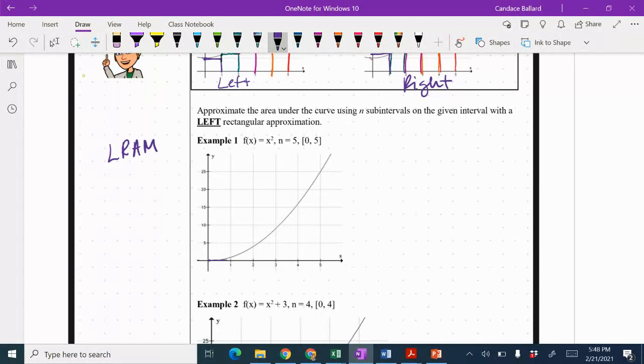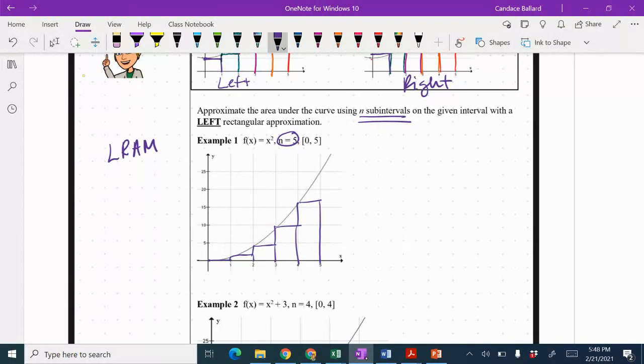Notice my first height's there, my next height's there, my next height's there, and it says I have to do five subintervals. Talk about the number of subintervals. My next height's there, my next height's there. Okay. So I'm going to try to find the areas of all of those rectangles.